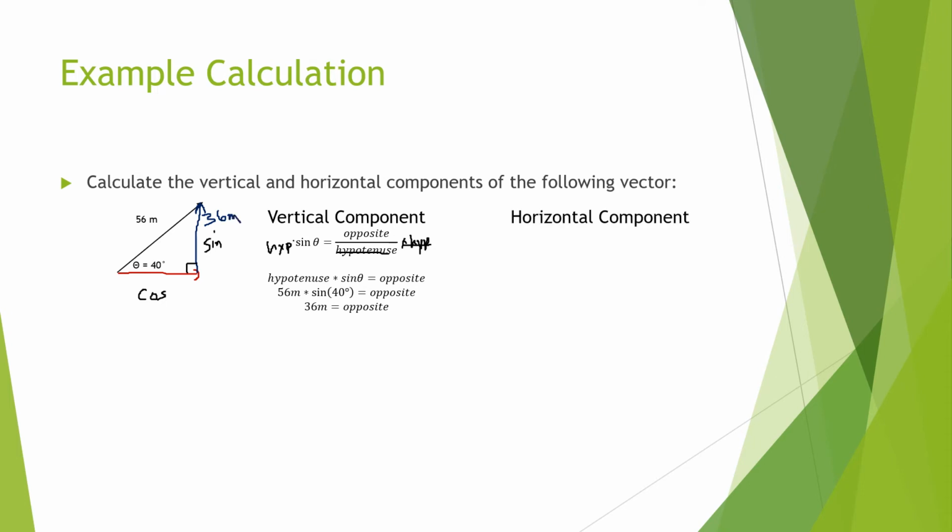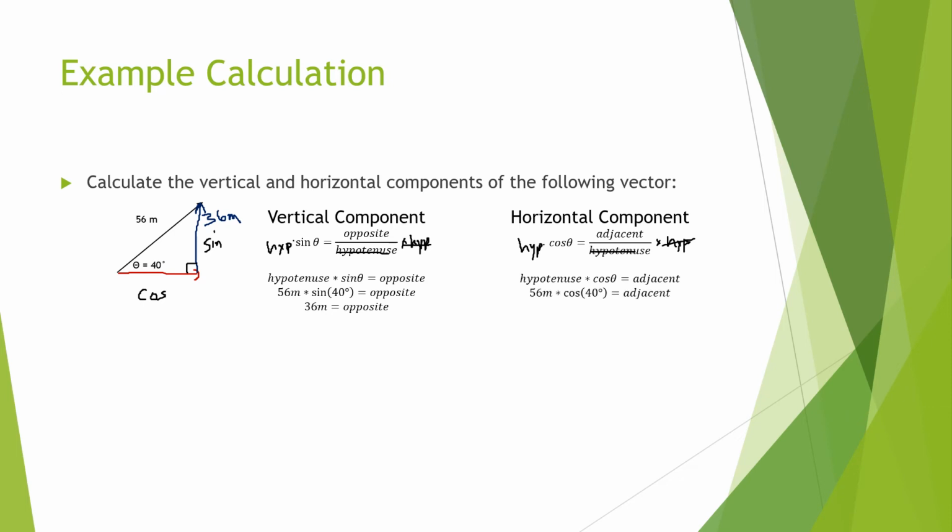Now let's take a look at the horizontal component. Again, we're looking at the cosine component this time. So we use the cosine of theta is equal to the adjacent over the hypotenuse. Just like the vertical component, I want to multiply both sides by the hypotenuse to get it to cancel, because I'm interested in the adjacent. So hypotenuse has canceled, and I get the hypotenuse times the cosine of the angle equals the adjacent.